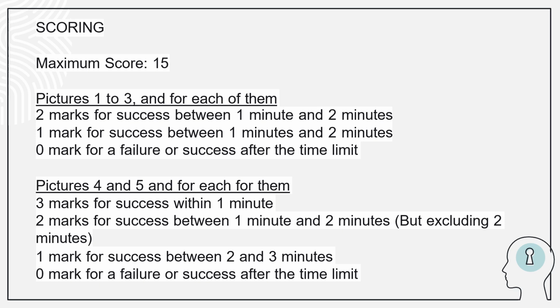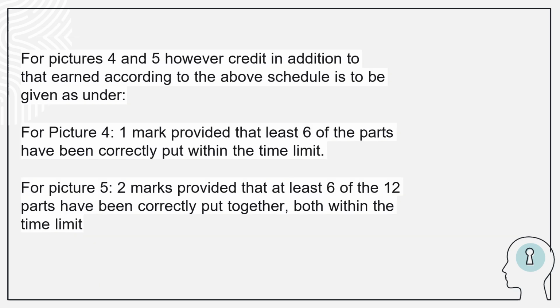For pictures 4 and 5, 3 marks for success within 1 minute, 2 marks for success between 1 and 2 minutes, and 1 mark for success between 2 and 3 minutes, and 0 marks for failure or success after the time limit. For pictures 4 and 5, however, credit in addition to that earned according to the above schedule is to be given as under.